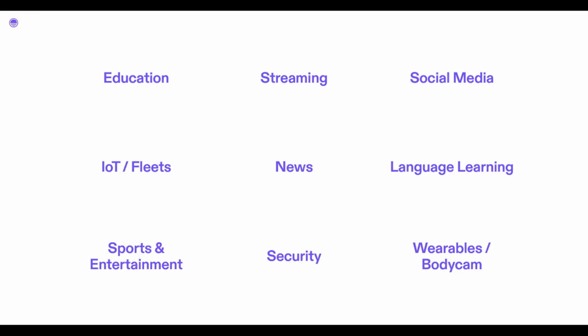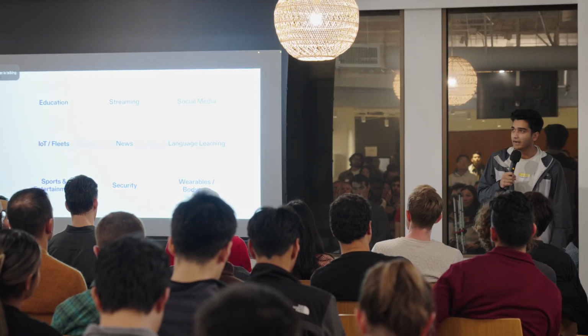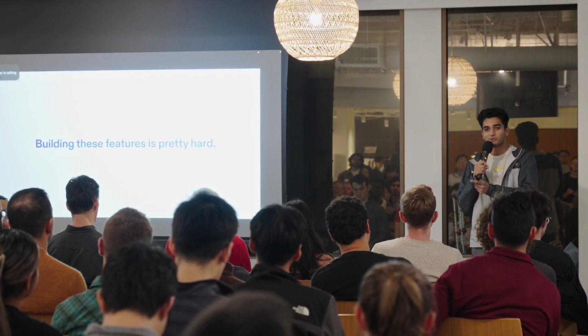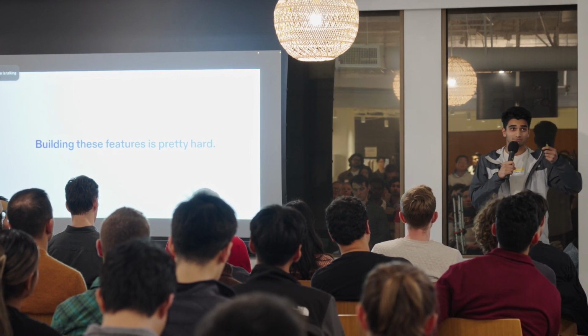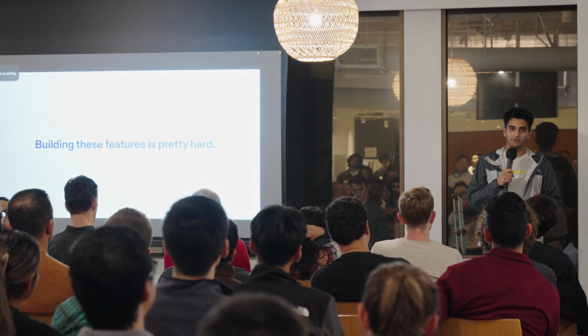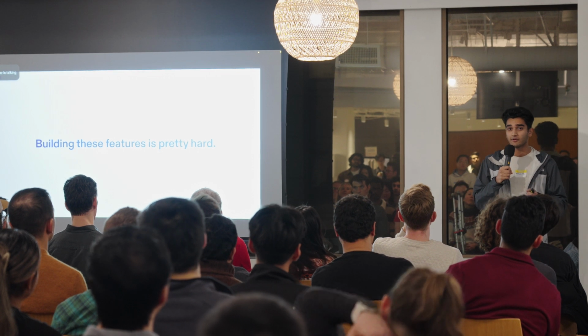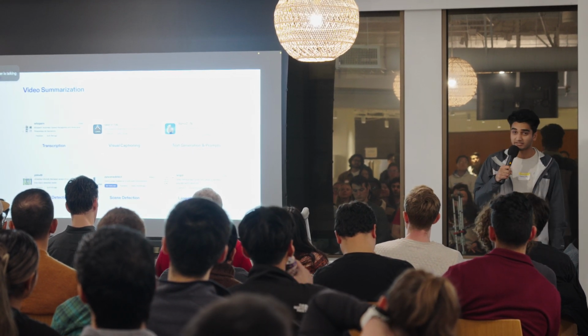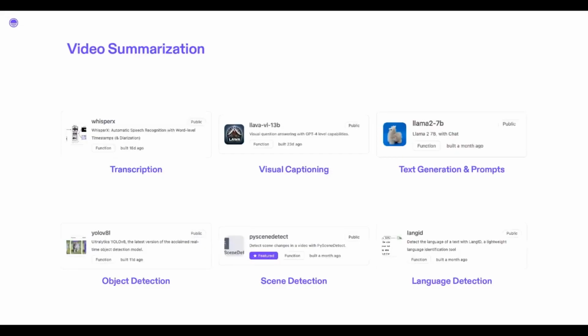The problem is that a lot of these features are pretty hard to build. There's a difference between open source model capabilities and real production use cases, where it's typically combinations of models with extra logic and tinkering to actually make something really work. Take summarization, for example, where a combination of transcription, captioning, text generation, and a bunch of other models is needed to make it work really well across a ton of different use cases.